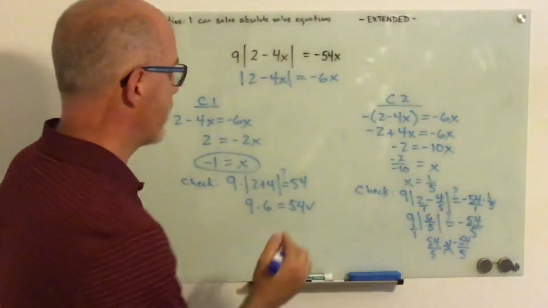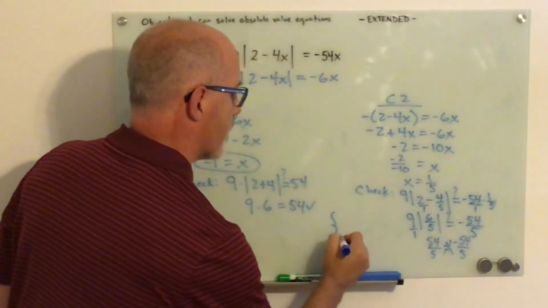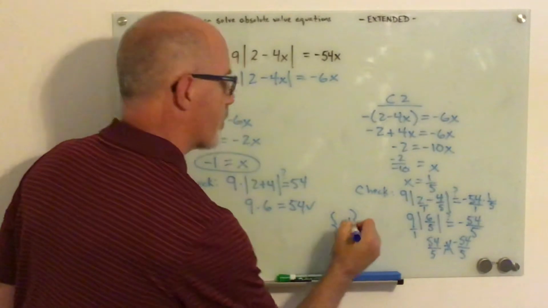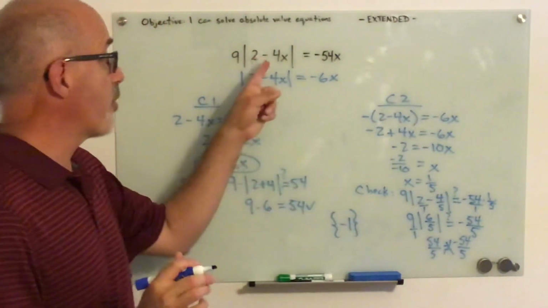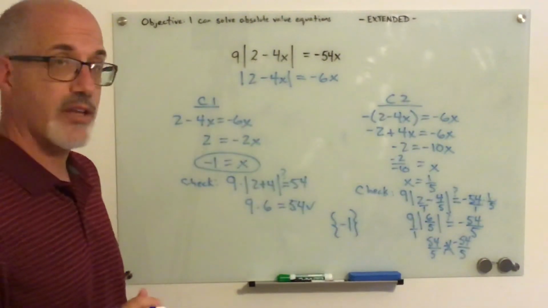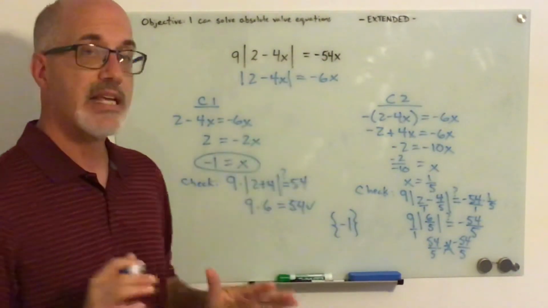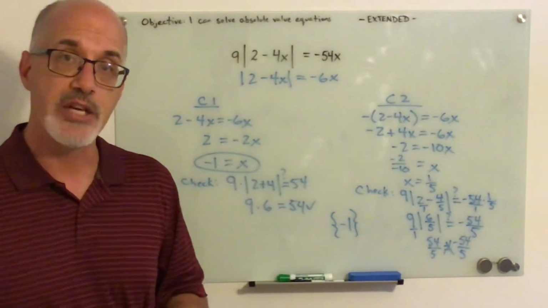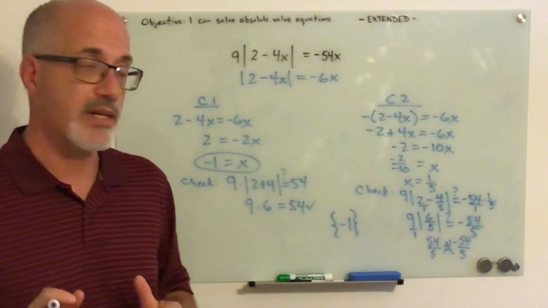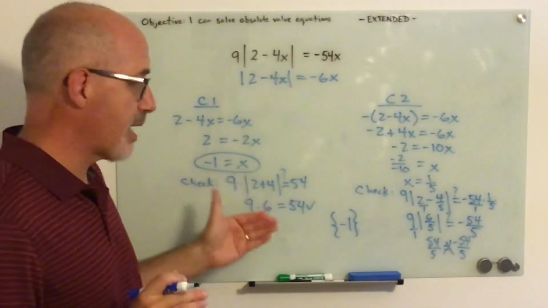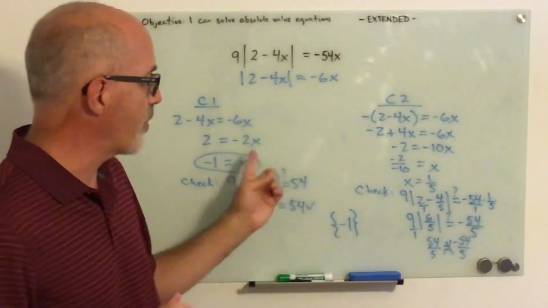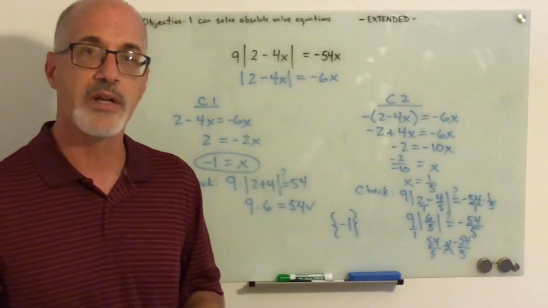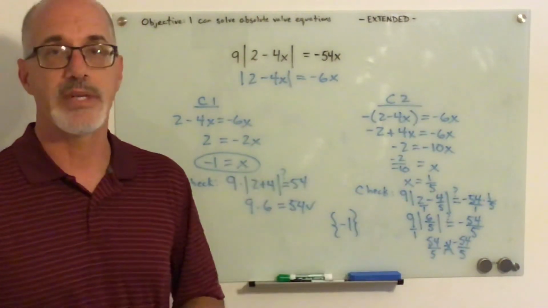So my only solution in this problem is negative 1. When we're solving absolute value equations with a variable inside the absolute value and a variable outside, that last step of checking your answers is very important to guarantee. Sometimes you'll have both work, sometimes you won't. And in this case, only one of the two solutions works. So our answer to this one is negative 1.